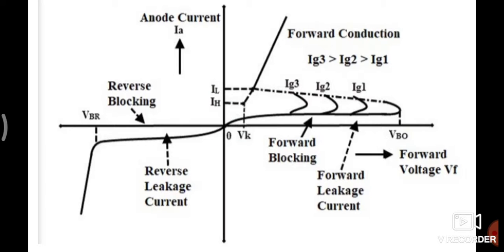Holding current means it is the minimum current. So if the current is less than the holding current, then SCR will be turned off. That is the holding current. And coming to the latching current, it is the minimum current when the SCR gate pulse is removed. So above the latching current only the SCR will be in forward conduction mode. If the current is below the latching current, then the SCR will not conduct.